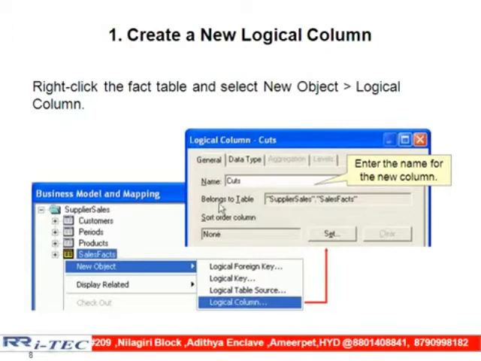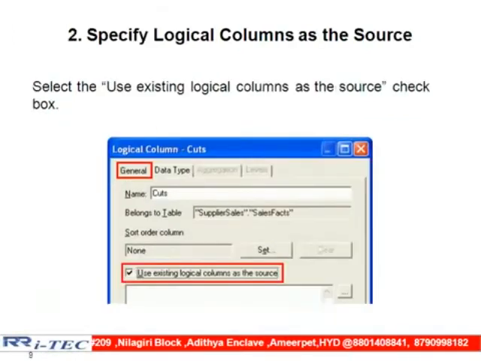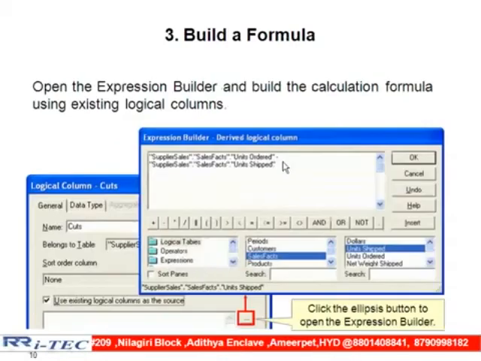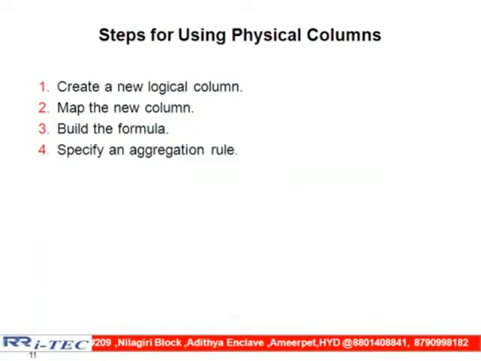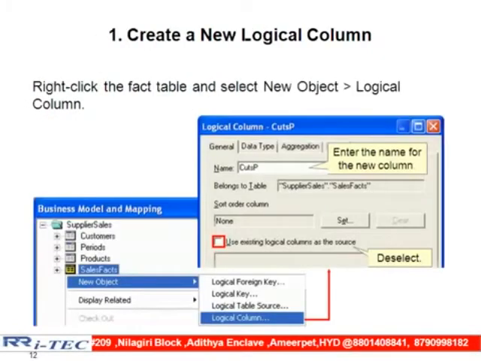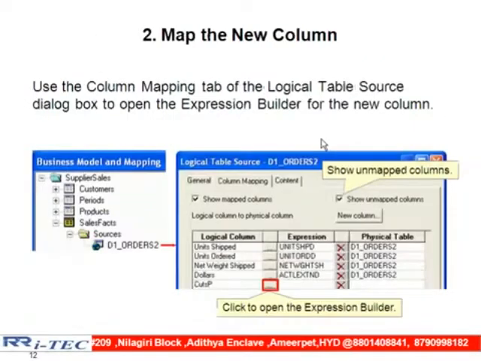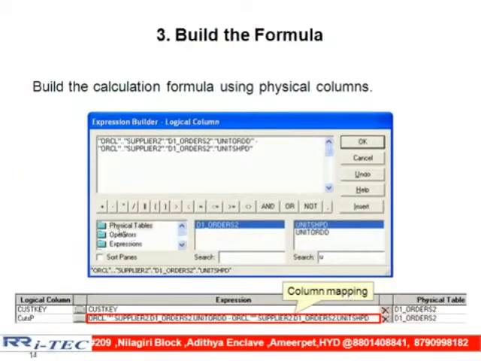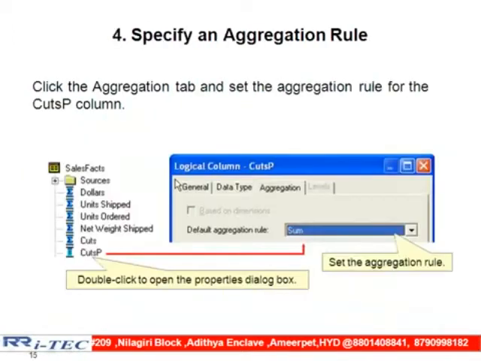I am going and giving the name as Cuts. Then I am defining the formula using these existing logical columns, with minus between them. Okay, then I am going forward, sir, to physical columns. Give the name. Next, define the formula. Once you define the formula, one extra step is there. That is what, sir? We need to associate an aggregation rule.